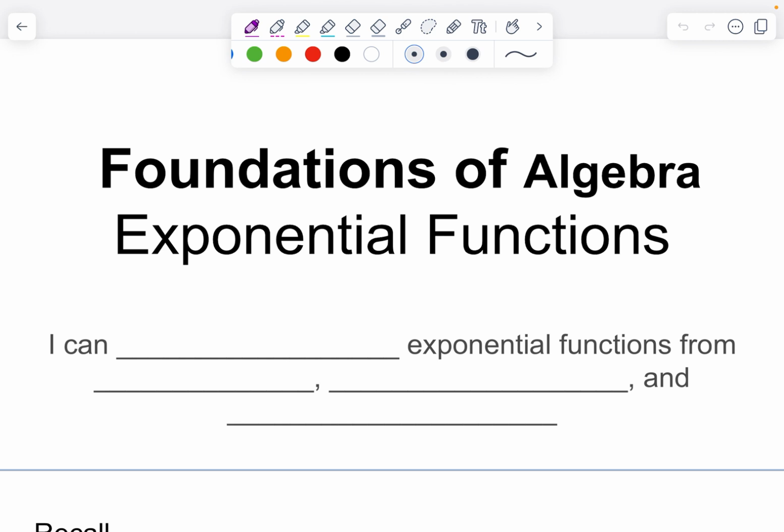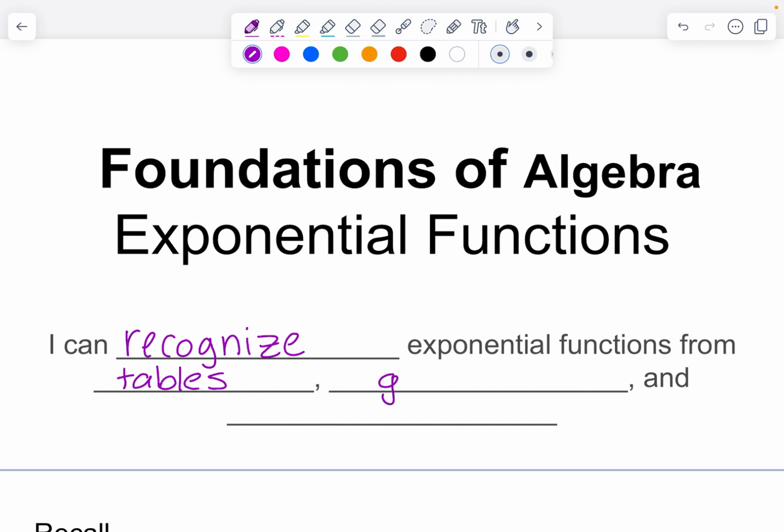But for today's lesson, we're going to just look at exponential functions as a whole and hopefully, by the end of it, be able to identify, actually, let's say recognize, exponential functions from tables, graphs, and equations.